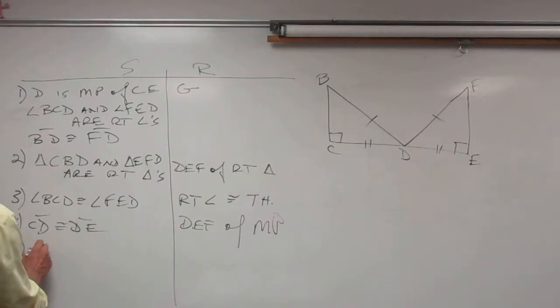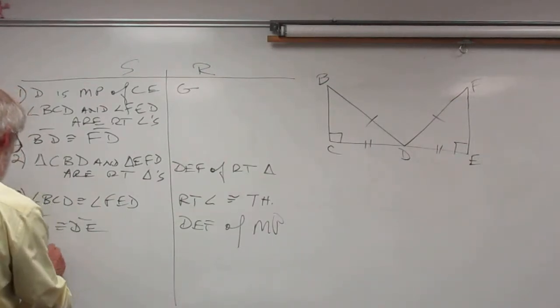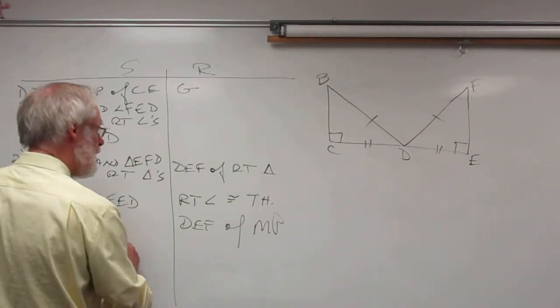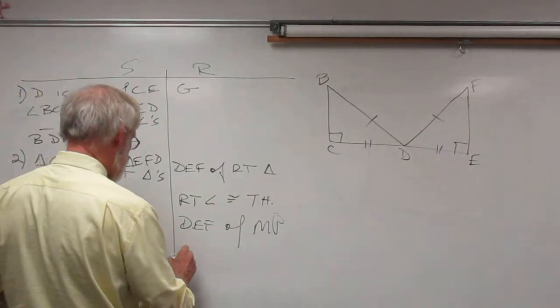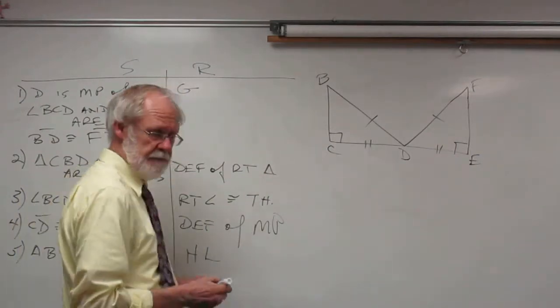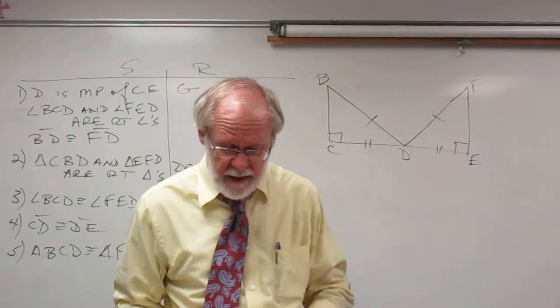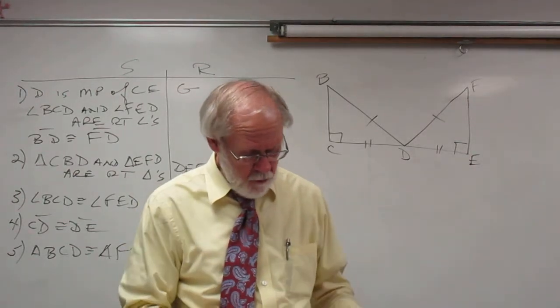So here we go, triangle BCD congruent to triangle FED. And the reason for that is HL. All right. So there's how the hypotenuse leg proofs are going to work.